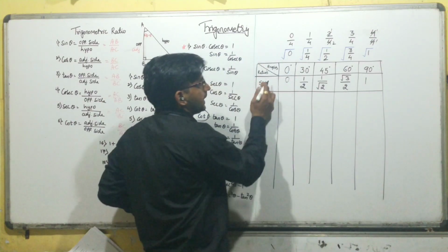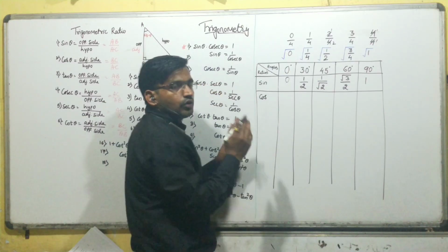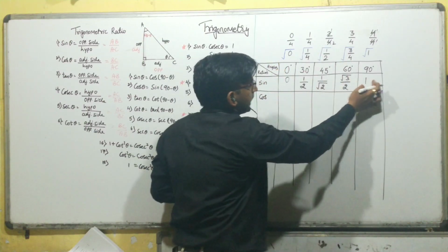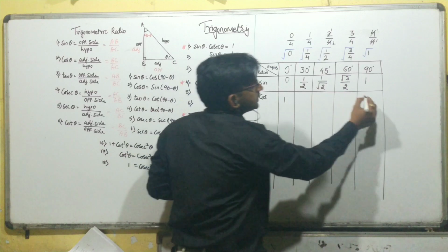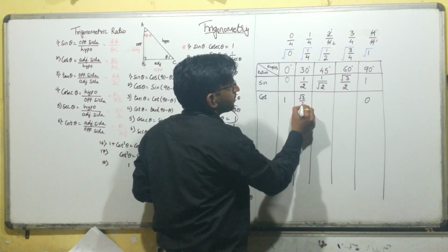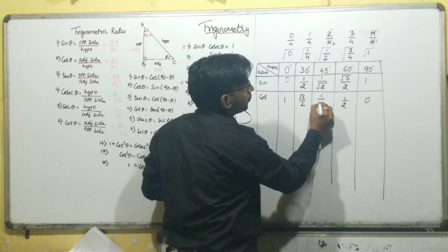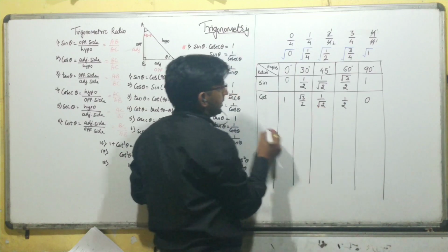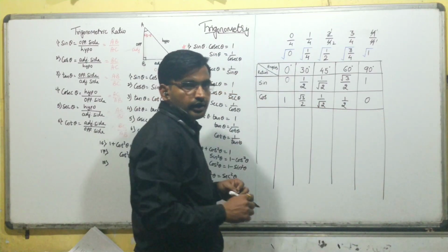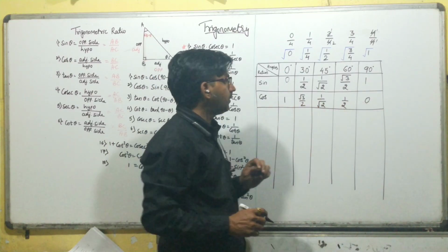That's important. After sine, we'll take cos theta. For cos, what you have to do? No need to go through everything again. Just we'll interchange. Sine 90 will come here. This 0 will copy here. This root 3 upon 2 will come here. And this 1 upon 2 will come here. And this 1 upon root 2 will be carried forward as it is. So this will give you the cos values for 0, 30, 45, 60 and 90.